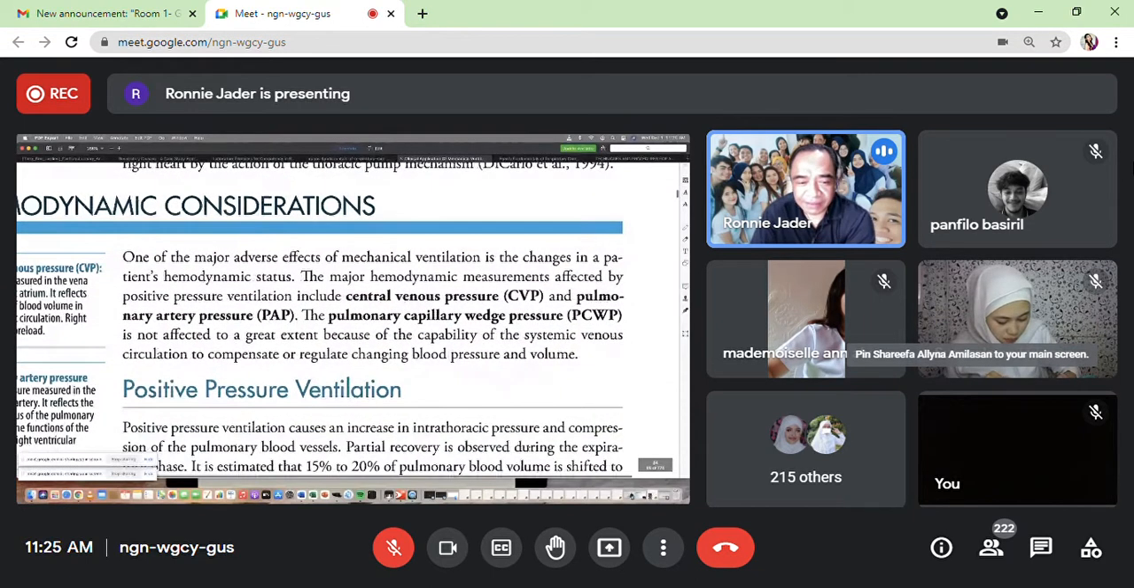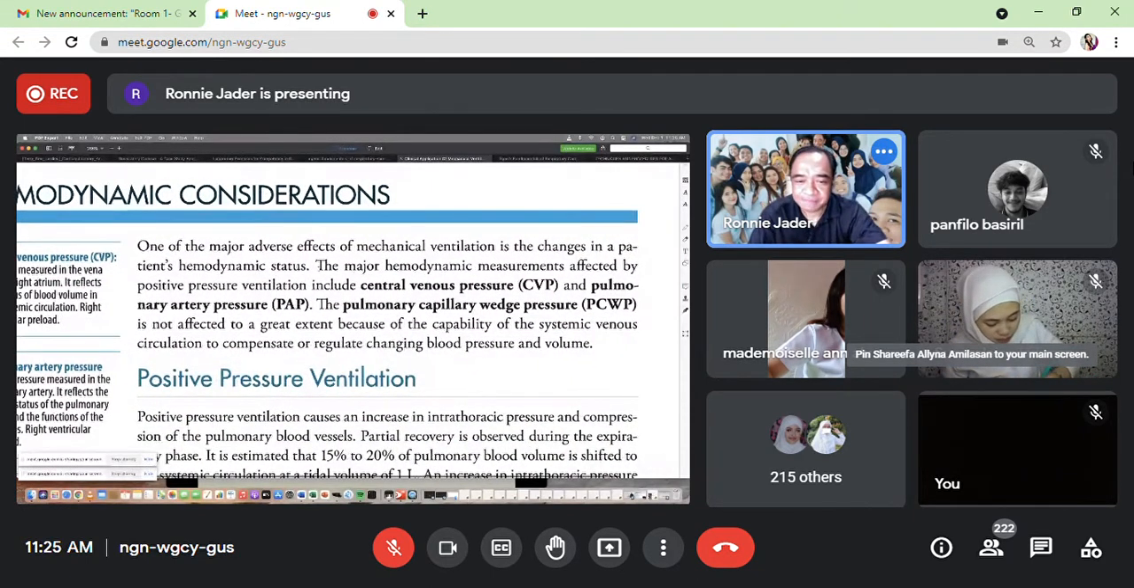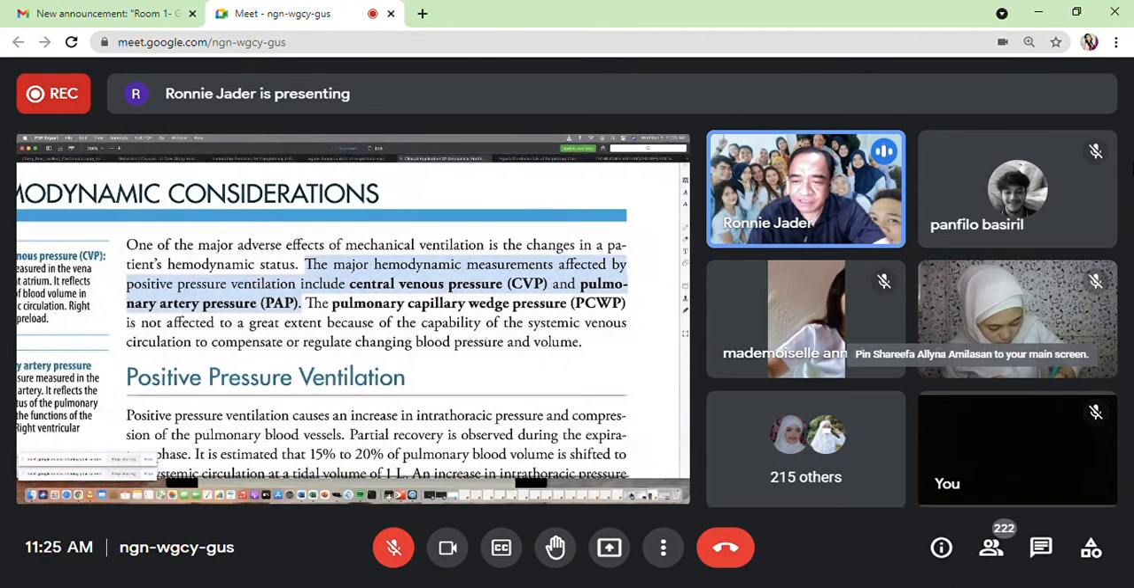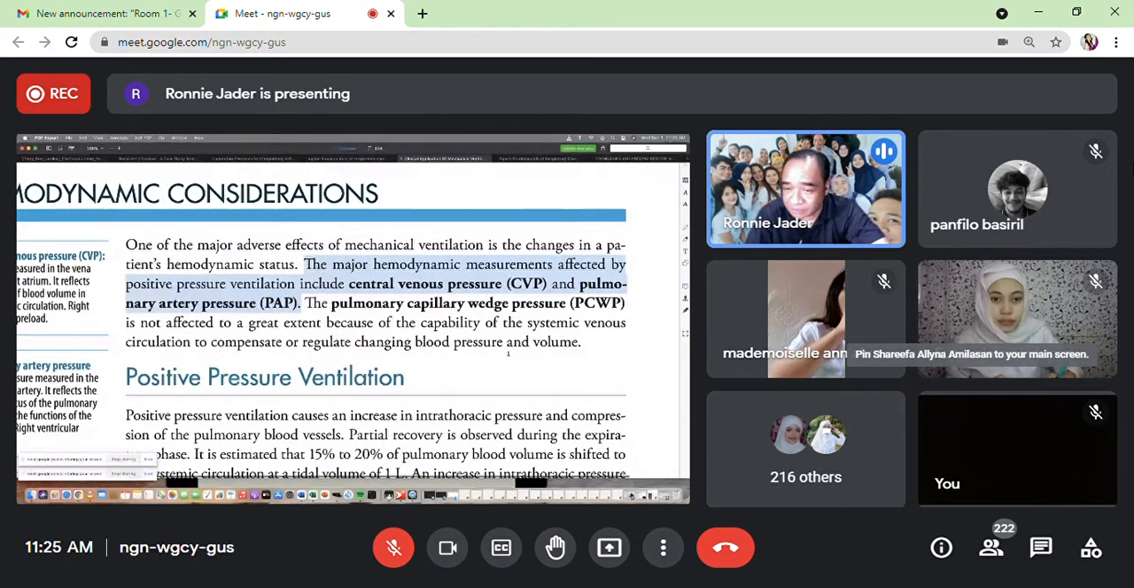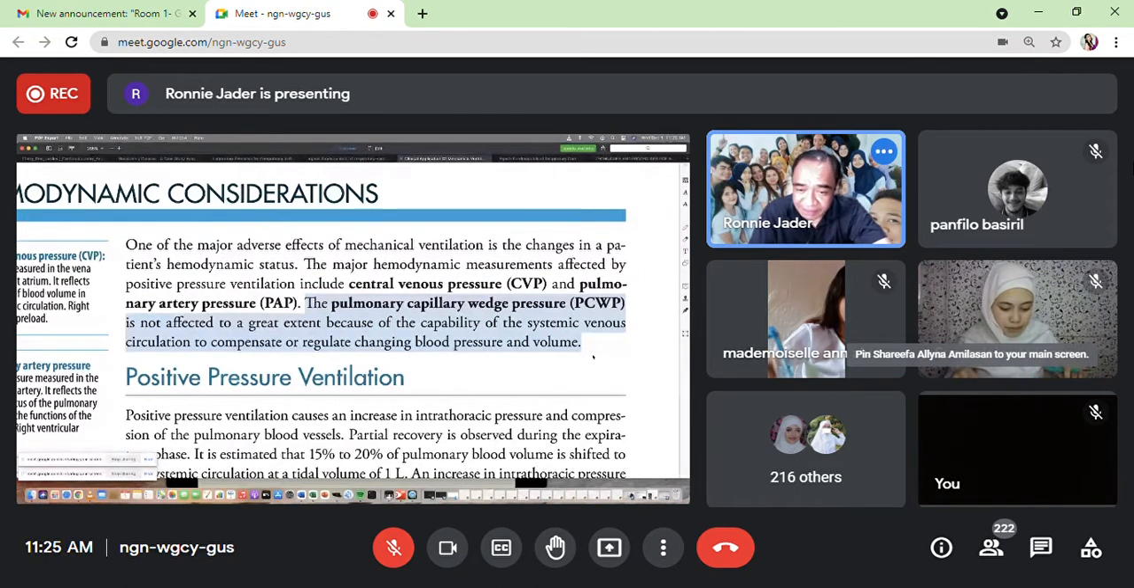positive pressure ventilation. So, sa hemodynamics natin, the major hemodynamic measurement affected by positive pressure ventilation include central venous pressure and pulmonary artery pressure. Yung central venous pressure, ito ay para sa right atrium at yung pulmonary artery pressure, of course, ay sa pulmonary artery. The PCWP, or pulmonary capillary wedge pressure, is not affected to a great extent. Kasi yung PCWP ay para sa left ventricle yun. Because of the capability of the systemic venous circulation to compensate or regulate changing blood pressure and volume.